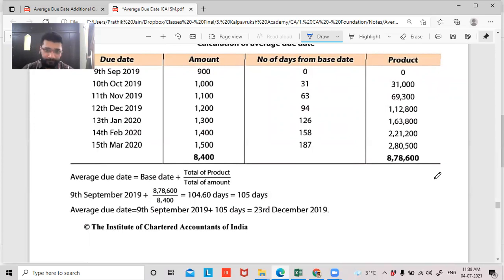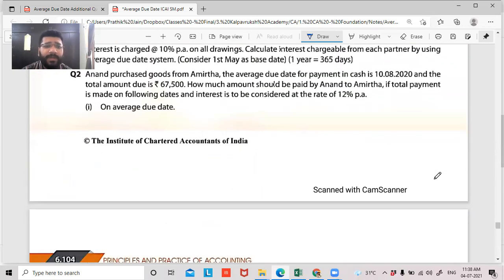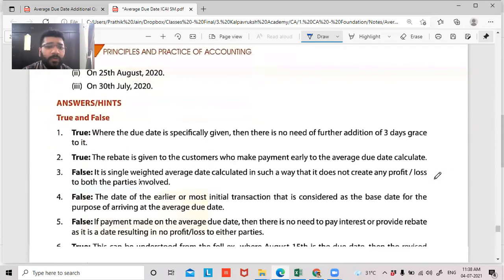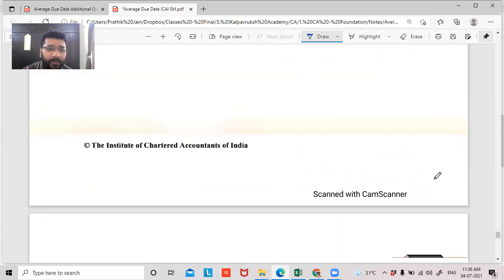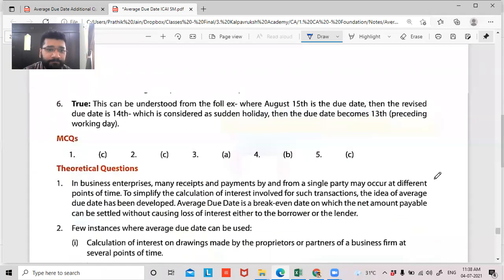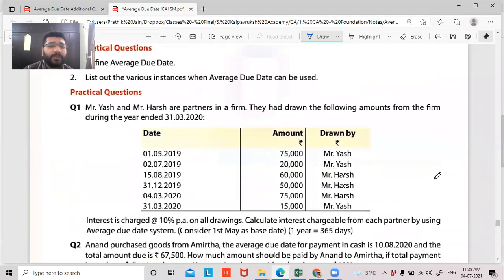Yes, sir. So let's head towards the exercise part, guys. I'll give that as homework. I'll just explain just one thing. So if you look at this question, guys, practical question number one: Mr. Yash and Mr. Harsh are partners in the firm. They had drawn the following amounts from the firm during the year ended 31st March 2020.